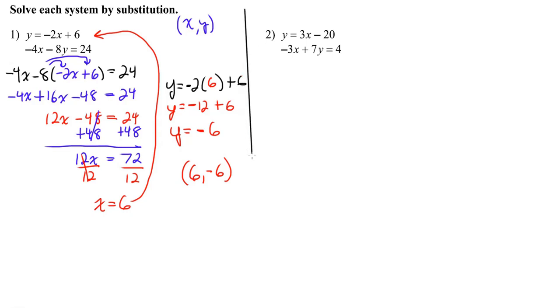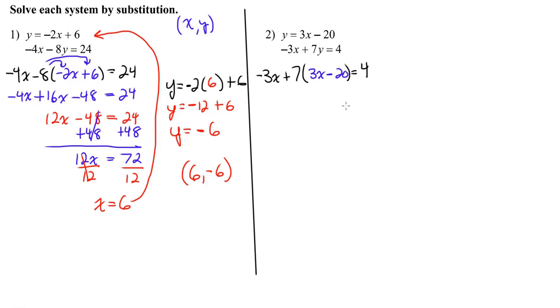Now let's go ahead and take a look at example number 2. We see here that this first equation says y equals 3x minus 20. And again, it's telling us that y is the same as 3x minus 20. So in this second equation, instead of y, we're going to substitute 3x minus 20. So let's set it up. Always good to use parentheses so you don't make any mistakes. So we're going to substitute, instead of y, we're going to write 3x minus 20.